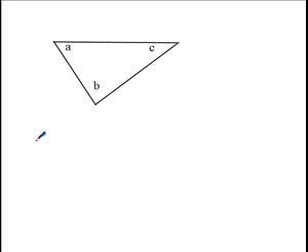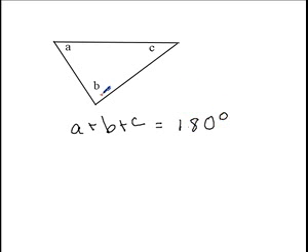And the next thing to remember is when you have a triangle and you add up all the different angles, like A plus B plus C, you'll remember that they total 180 degrees. So if you know two of the angles, it's easy to figure out the third angle. Just add up those two and then subtract from 180.